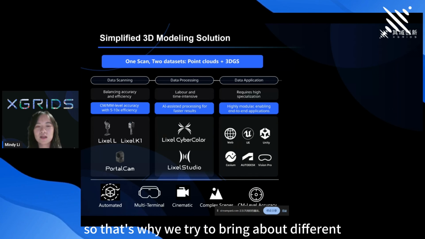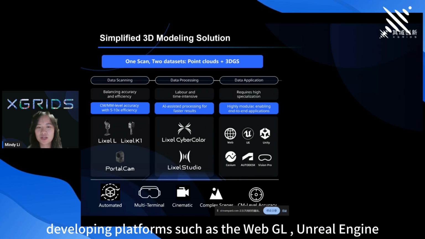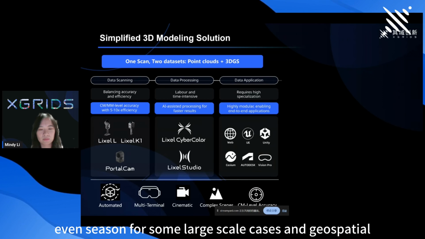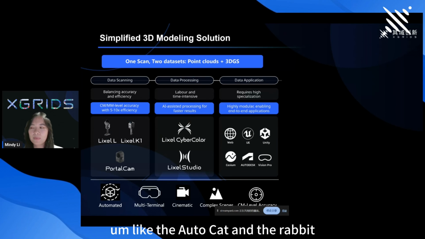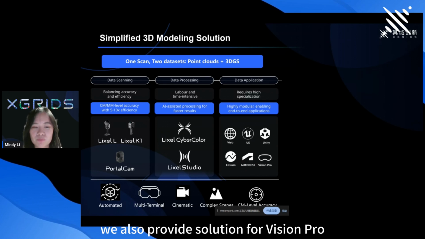After data processing, the data can be applied into various pipelines. That's why we bring different plugins and SDKs for mainstream development platforms such as WebGL, Unreal Engine, Unity, Cesium for some large-scale cases and geospatial purposes, and Autodesk for tools like AutoCAD and Revit. And these days, we also provide a solution for Vision Pro.